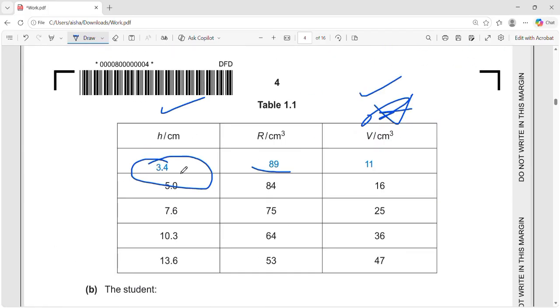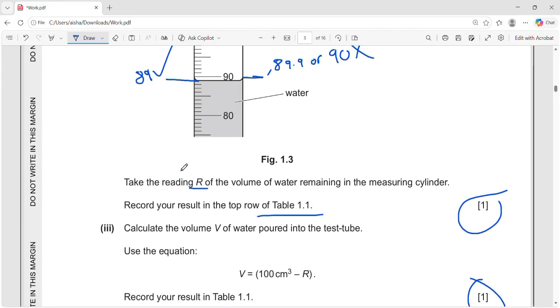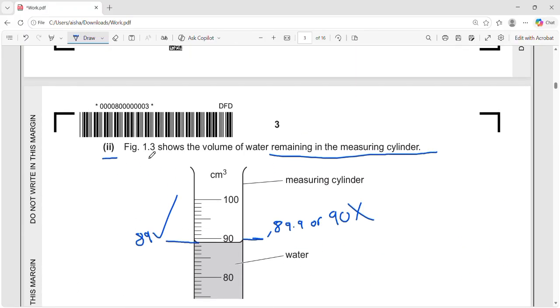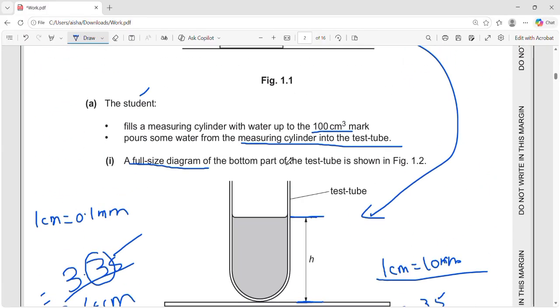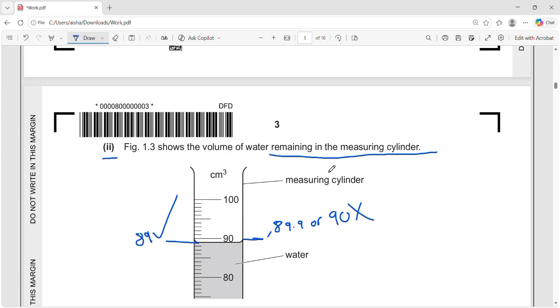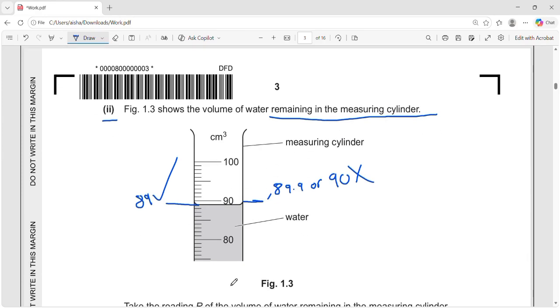Then this part, figure 1.3 shows the volume of water remaining in the measuring cylinder. Okay, so he poured some of the water into the test tube, and then the remaining in the measuring cylinder is this. So you know that this shaded area shows how much volume is left. So that means from here all the way till here, this is 80, 81, 82, 83, 84, 85, 86, 87, 88, and then 89 over here, right? And then this is 89.